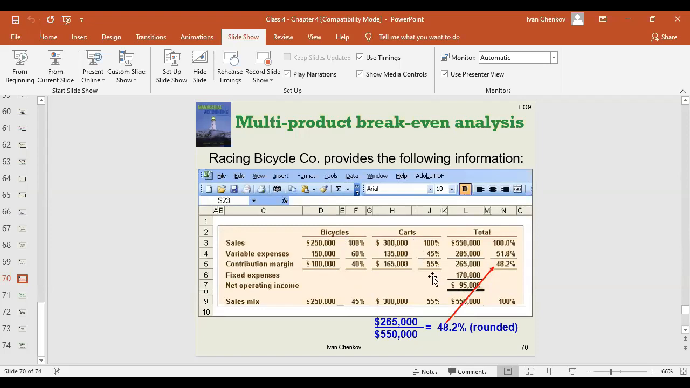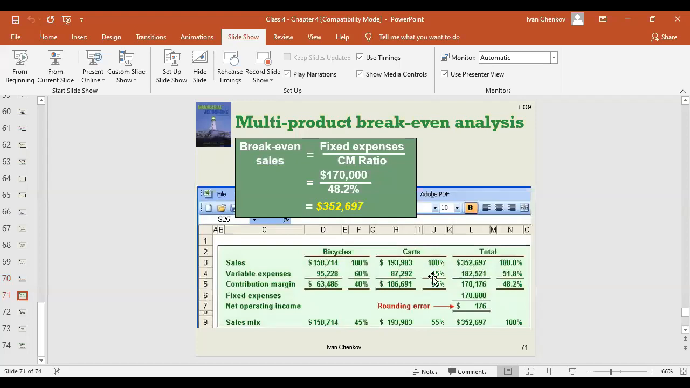Yes, we can do it. Make sense? That's what you have to do. So once you get the ratio, use it as a denominator, fixed cost as numerator, get the total sales. Total sales. Now with the total sales, play with the numbers. 45% of the sales we said belong to the bicycle, 55% to the cars. Those are the sales that should be generated by the bicycles. Those are the sales that should be generated by the cars. And obviously there will always be some small error due to the rounding.